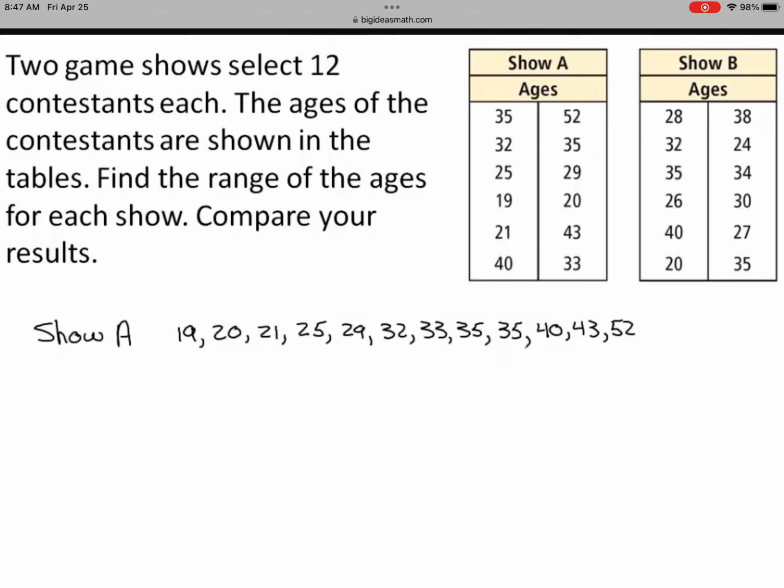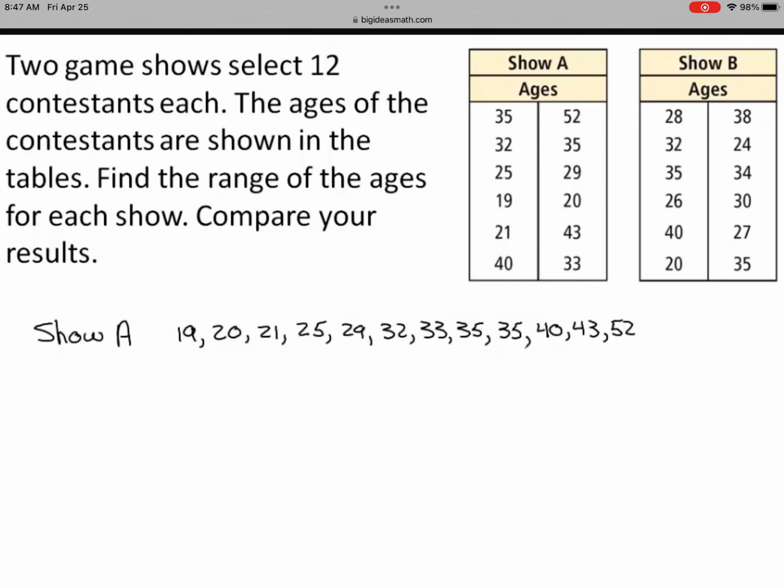Next, find the range of the ages for show B. Arrange the ages in numerical order. The range of the dataset is the difference of the greatest value and the least value, so the range is 40 minus 20, or 20 years.